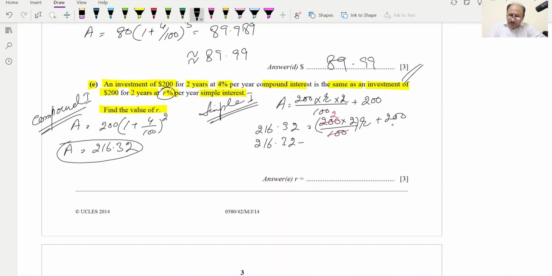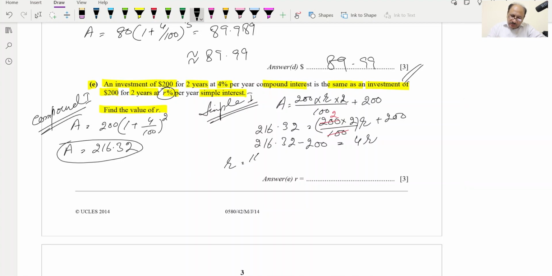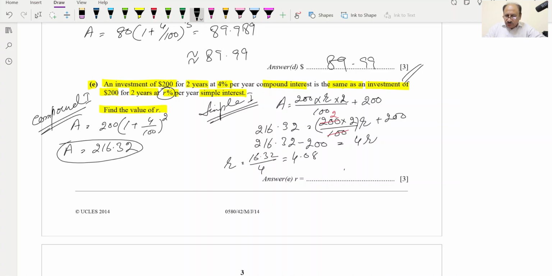We can rewrite as 216.32, and this minus 200 we can shift to the other side, so minus 200 will be equal to 2 into 2, 4R. So R value will be equal to this subtraction: 216.32 minus 200 will be equal to 16.32. So 16.32 divided by 4, because we have shifted this 4 to the other side, is equal to 4.08. This will be the rate which is required.